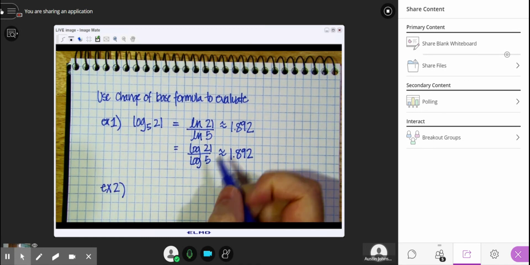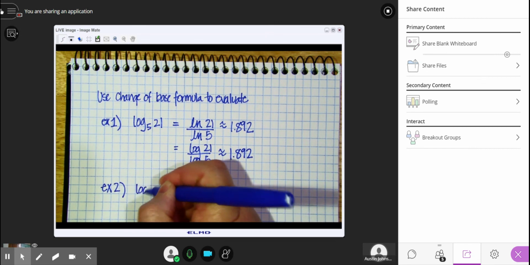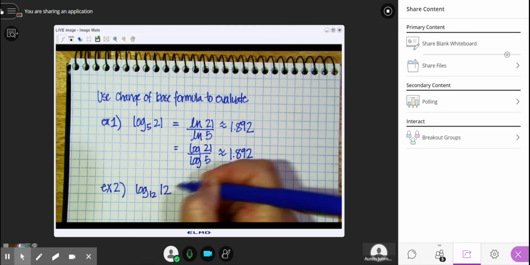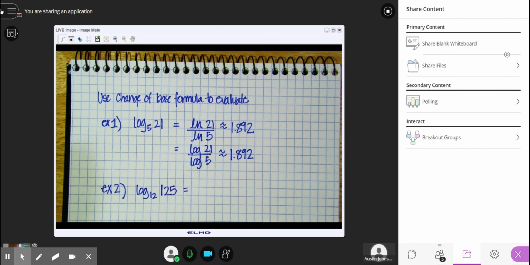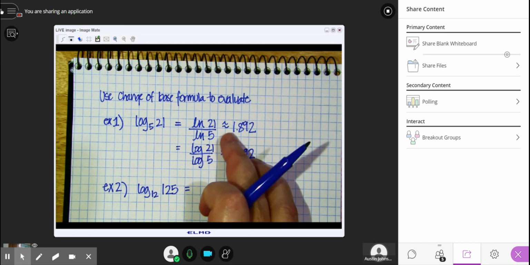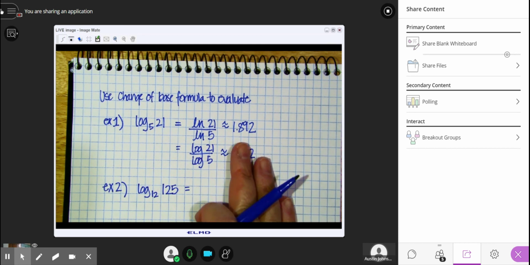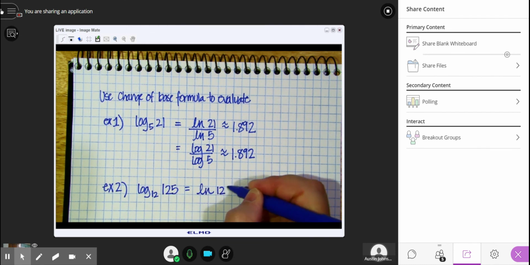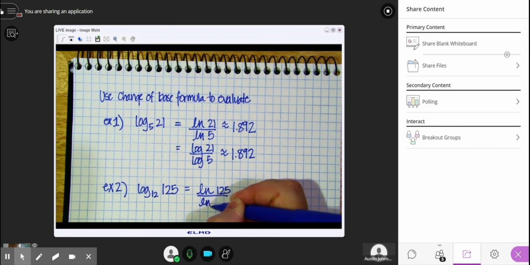If we have to evaluate the log base 12 of 125, I don't have a base 12 on the calculator. I have to either do ln or log base 10, and it won't matter which. So this would be the ln of 125 over the ln of 12.